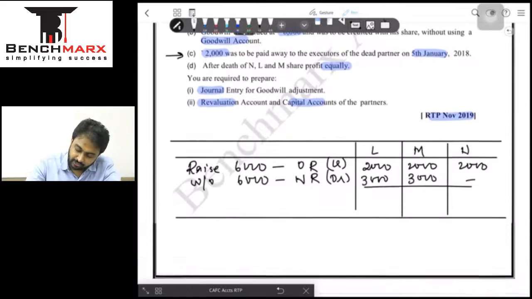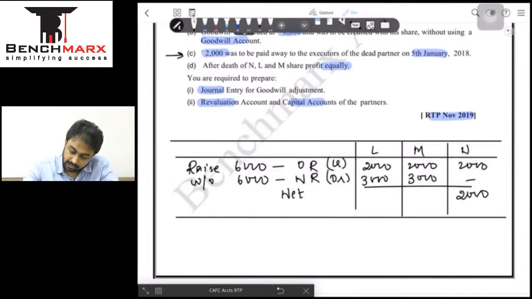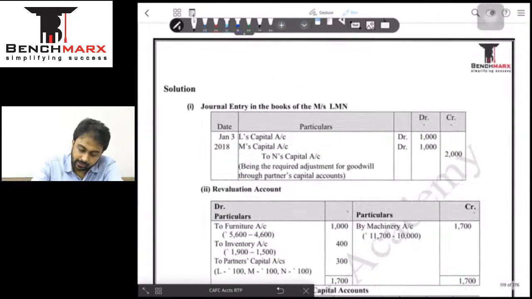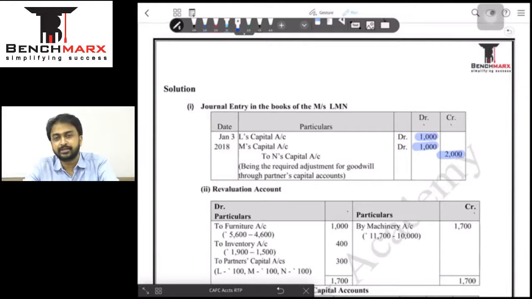So my net entry or my net adjustment entry appears to be: N will get credit, because that's higher, and this 1,000 is debit and this 1,000 is debit. The net entry appears to be L debit, M debit to N capital. And since the old PSR is equal, since the new PSR is also equal, the gain ratio is also going to be equal, 1:1. That is why this 1,000 and 1,000 is equal. Okay. So L debit, M debit to N capital, being goodwill adjustment amongst the partners without using goodwill account.